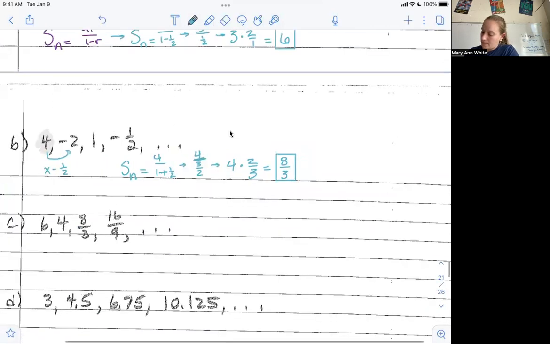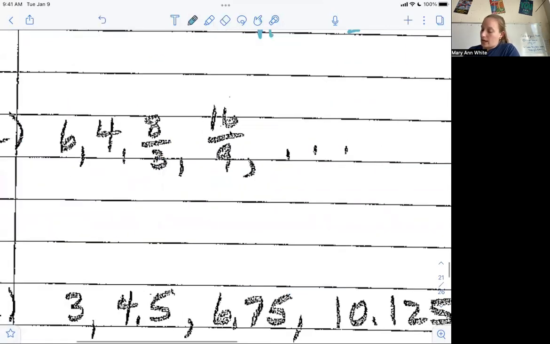All right, last one. 6, 4, 8/3, 16 over 9. This one looks confusing. Sometimes I actually like to go to the fractions to decide what happens. So in the bottom, we multiplied by 3 to go from 3 to 9. And on top, we multiplied by 2 to go from 8 to 16. So my ratio is 2/3.